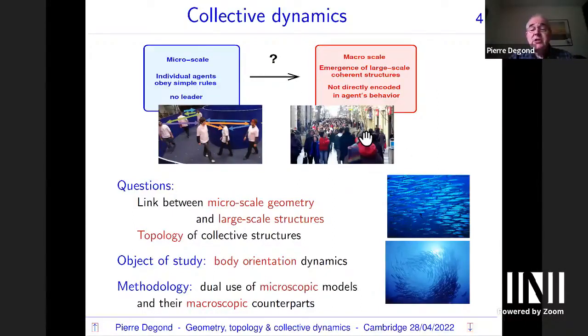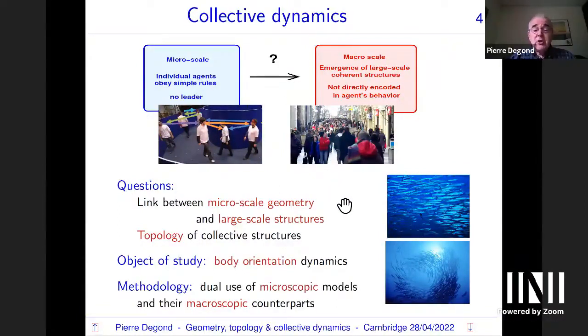In particular, these large scales are not directly encoded in agents' behavior, and one of the questions is how one can see the emergence of these structures from the models. And for this, one of the tools is the use of coarse graining and macroscopic models.